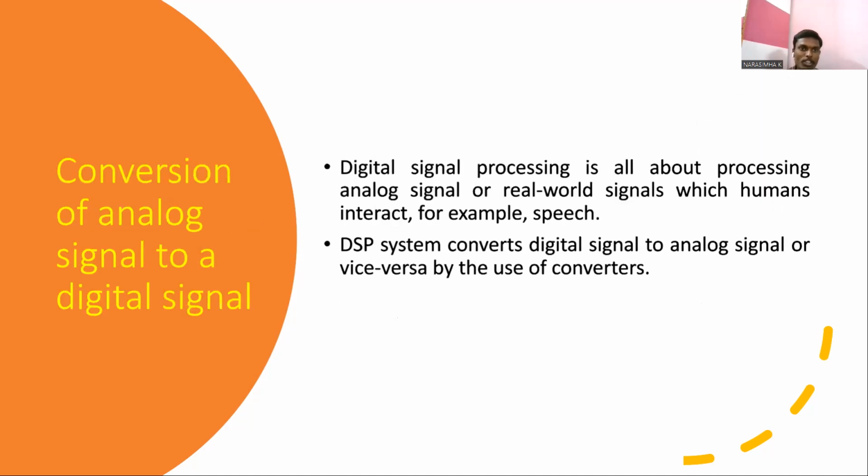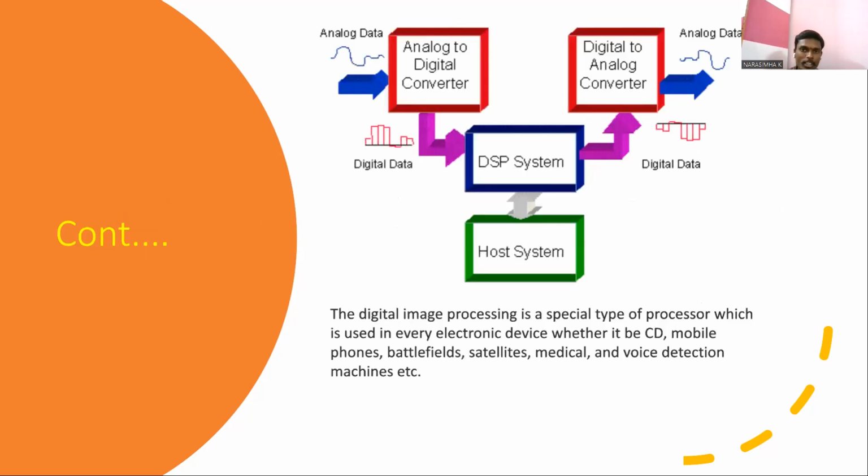Next, conversion of an analog signal to a digital signal. The voice detection process goes on with this method. This continues with a flowchart or diagram to give a clear vision of how analog signals work with digital signal processing, and in the same way, how digital signals work with the analog converter.